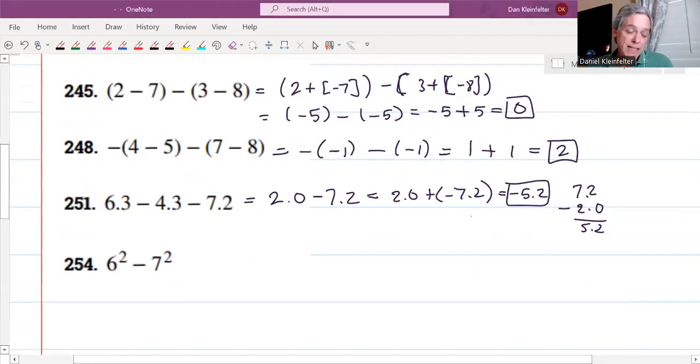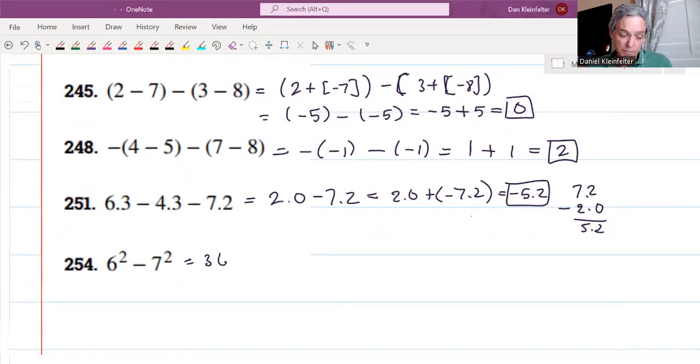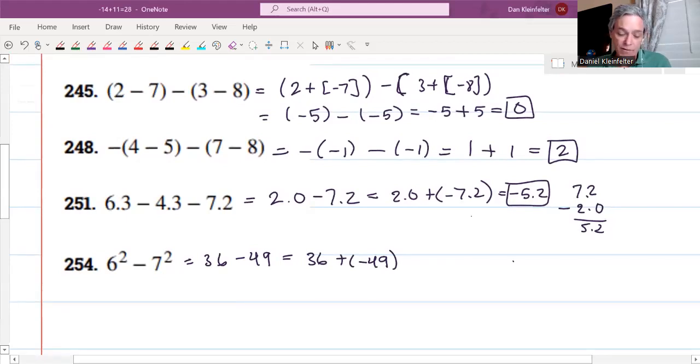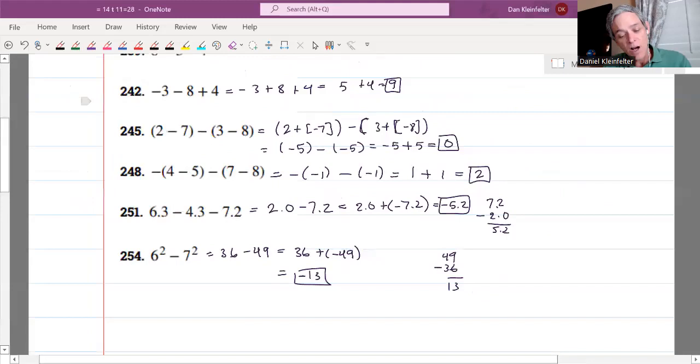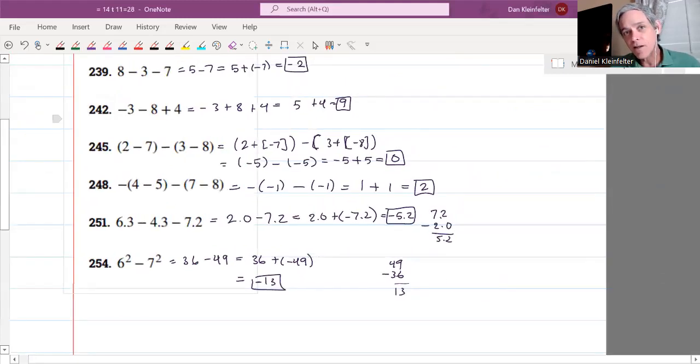Okay, last one. 6 squared is 36. 7 squared is 49. To do 36 minus 49, we'll have 36 plus negative 49. And then to do that, we need 49 minus 36, which is 13. Okay, but then the negative 49 had the bigger absolute value, and so our final sum is going to be negative 13. All right, that takes us to the end of our bit on subtracting integers.